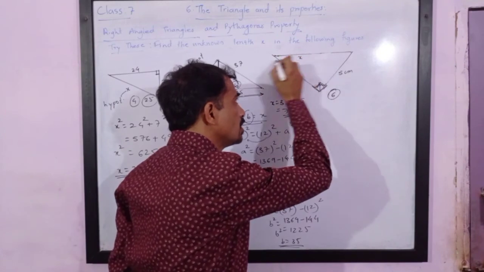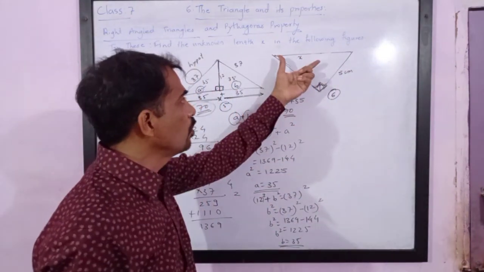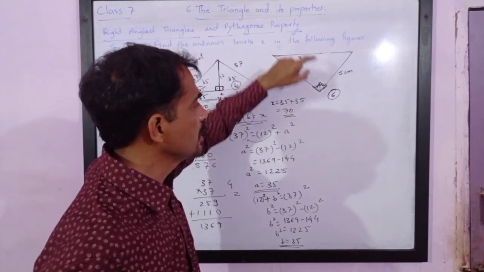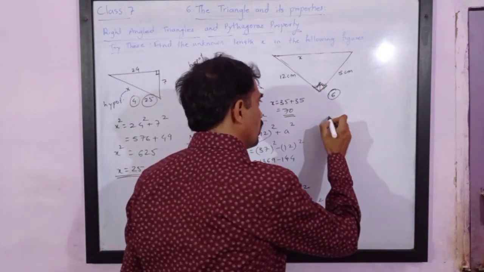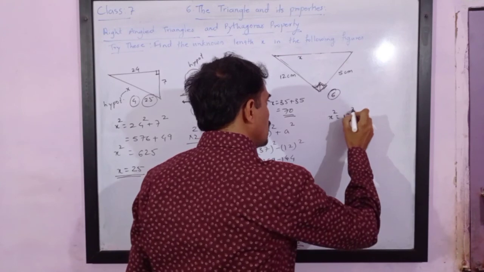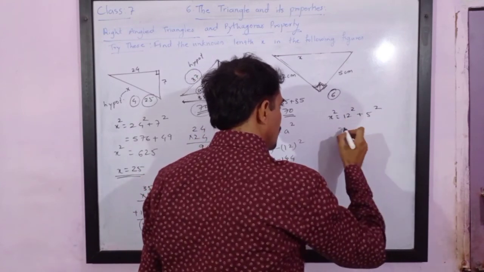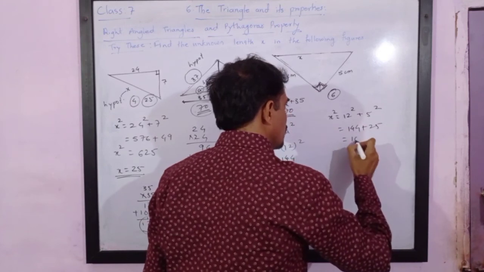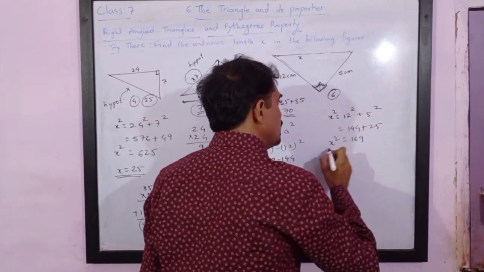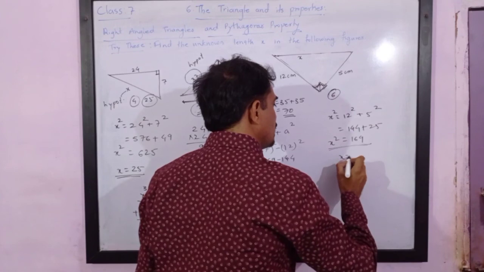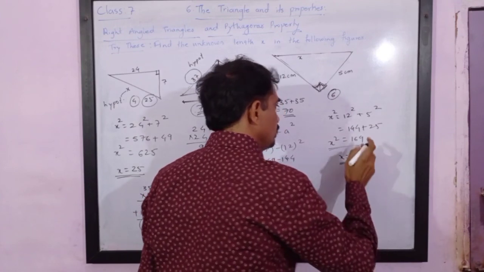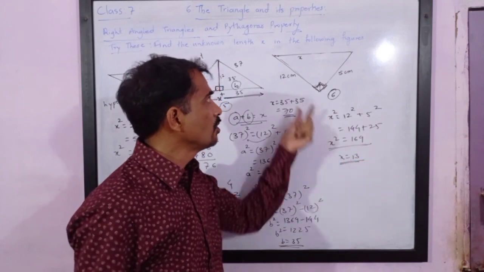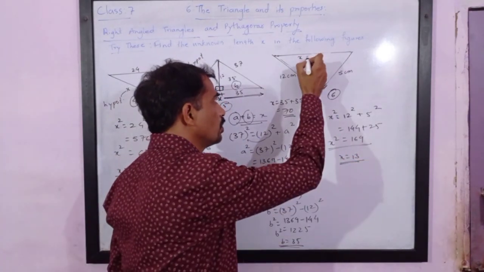x is this, that is the total distance. Now again please note, x is the hypotenuse, the side opposite to the right angle is x. So we will get x square is equal to 12 square plus 5 square. It means that is equal to 144 plus 25, that is equal to 169. So x square is equal to 169, it means x is equal to 13. The square root of 169 is 13. Thus the value of x on this side is equal to 13.